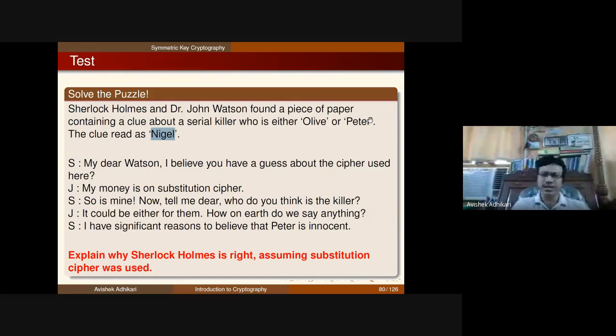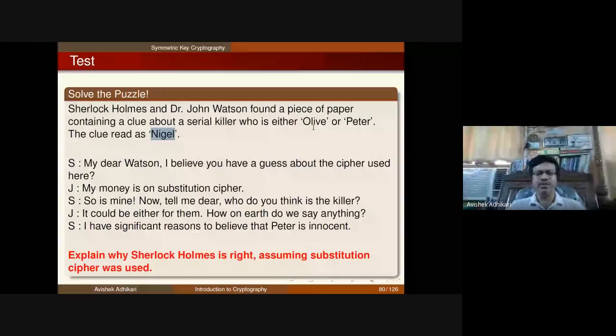So here E is the repetition. So if this is Nigel, no alphabets are repeated. If it could be Peter, then within this, some alphabet should occur two times, but nothing is there, so it has to be Oliver. So see, you never know the value of the key, but still you can get information out of it.